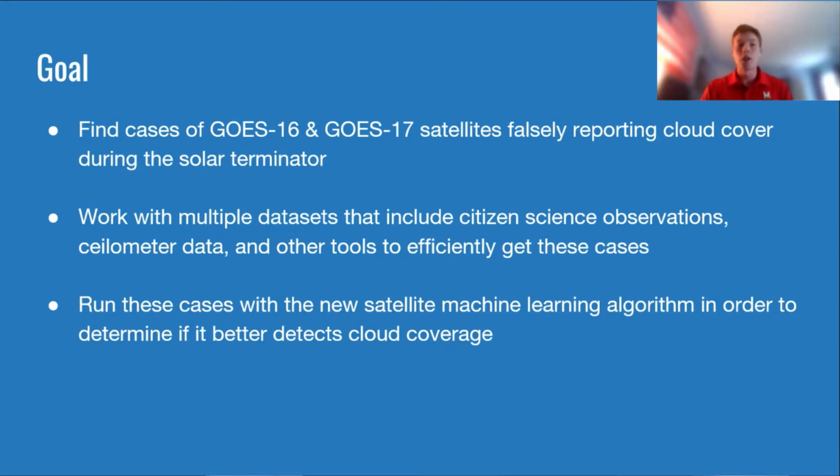And in order to do this, I'm going to work with multiple data sets, including the citizen scientist observations, as well as ceilometer data and a few other tools. At the very end, we're going to run these cases with the new machine learning algorithm and see if it helped to clear up all this false cloud detection.